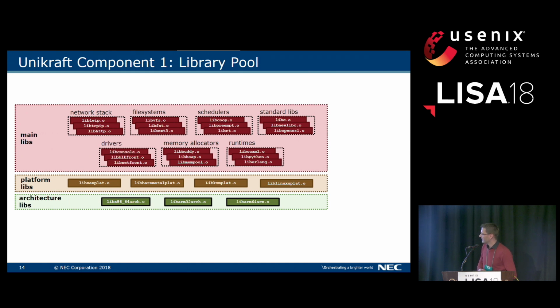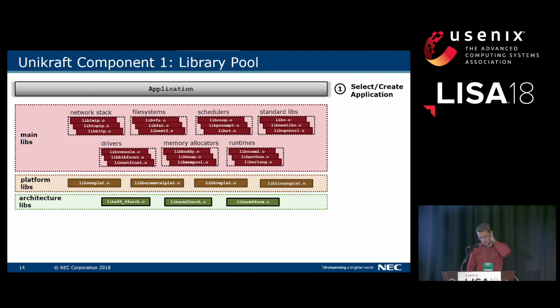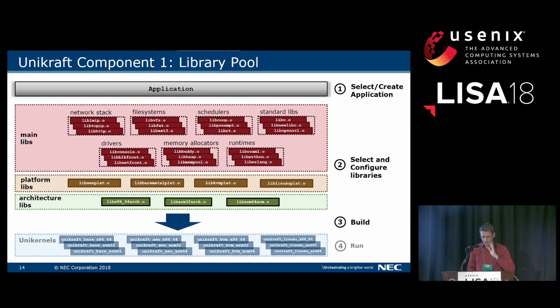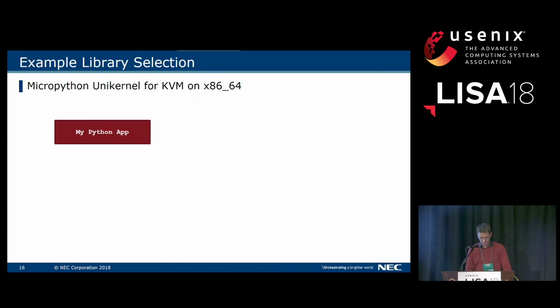And then we have architecture libraries, which implement some missing parts that we need for the build for supporting specific CPU features. So there's one for x86, and we have also one now for ARM. So the whole idea is now you pick your application, then you select and configure the libraries that you need to get that working as a unikernel, and the build system is doing the rest. You build it, and then you get a binary image for each platform that you have selected for the build.